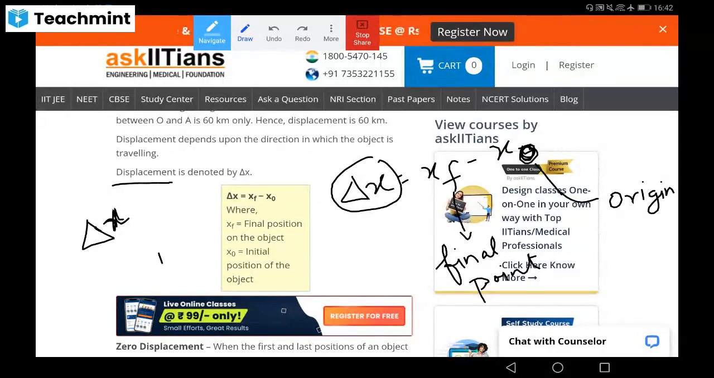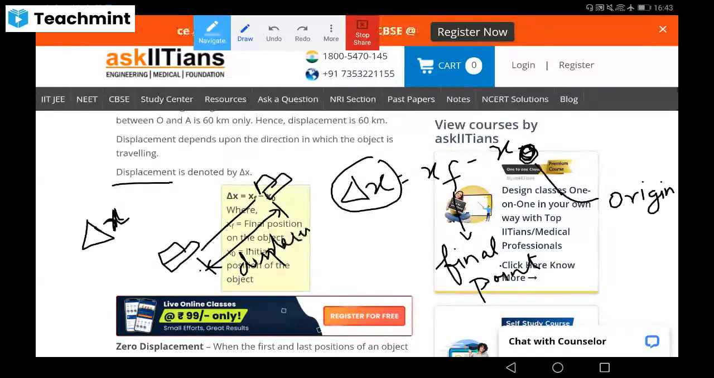So if there is something which is moving from this point to this point, displacement has occurred over here. Let us consider this is the final point xf. This is the initial point xo. X is the position of the object. Okay, so this displacement is given as delta x.